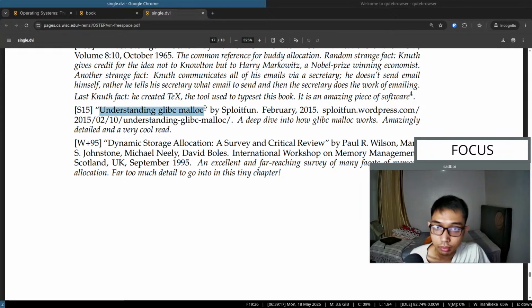Understanding glibc malloc. A deep dive into how glibc malloc works. Amazingly detailed and a very cool read.